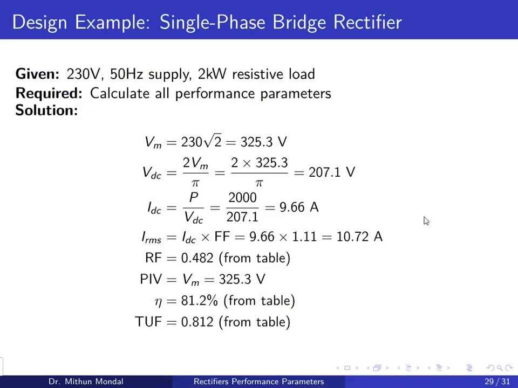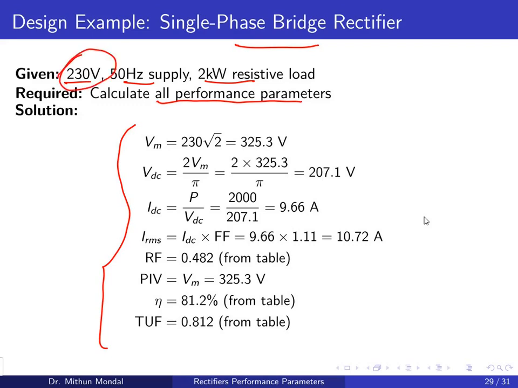Let us do some design examples with the single phase bridge rectifier. If you have a 230 volt, 50 hertz supply with a 2 kilowatt resistive load, we need to determine all the performance parameters. Whatever formulas we have seen, we need to apply in terms of this voltage and the load requirement. When you have 230 volt, we convert that to the maximum voltage, which is 230 into root 2. DC voltage will be, because here we have the single phase bridge, 2 Vm by pi. So we need to calculate.